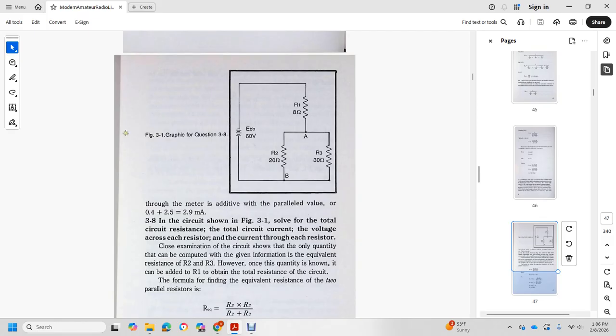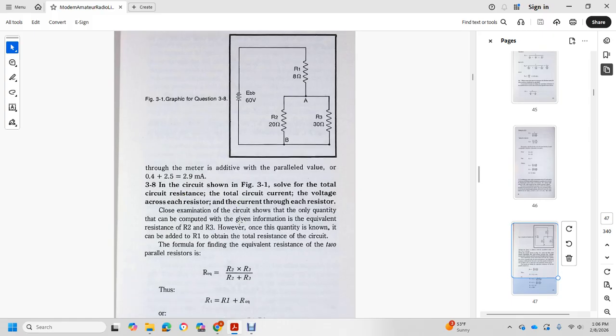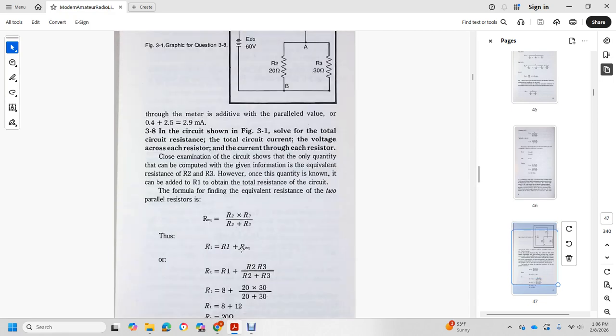In the circuit shown in Figure 3.1, find the total circuit resistance, total circuit current, voltage across each resistor, and current through each resistor. Close examination of the circuit shows that only the equivalent resistance of resistor 2 and resistor 3 can be computed with the given information. That quantity can then be added to resistor 1, obtaining the total circuit resistance.